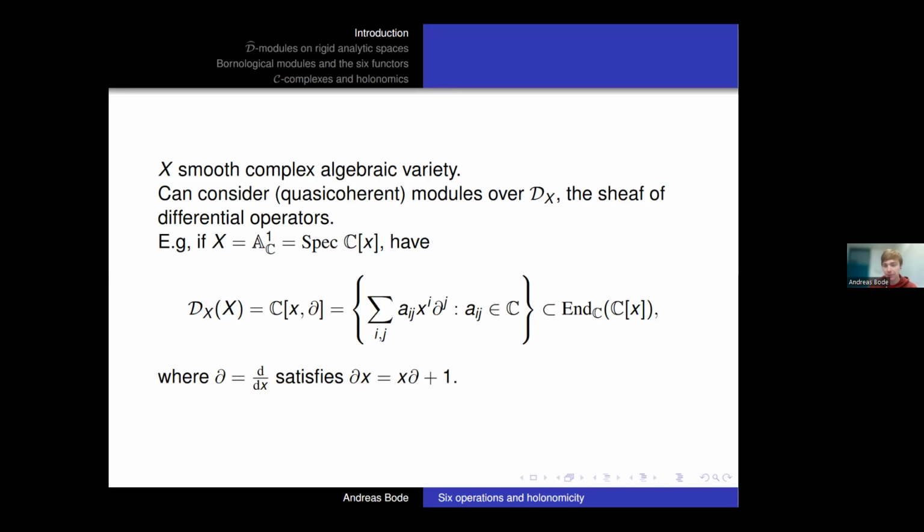So very explicitly, if you pick something like the affine line, in terms of algebraic geometry, this is just the spec of a polynomial ring. And when I say differential operators on this, I just mean the thing that you think of when I say differential operators. So these are polynomial expressions in X and partial, where partial means d by dx. Okay.